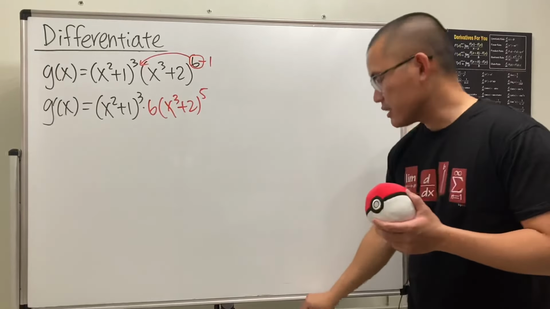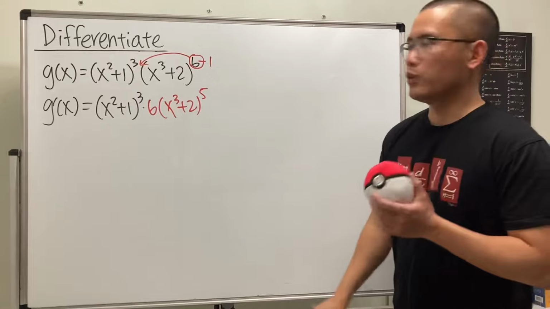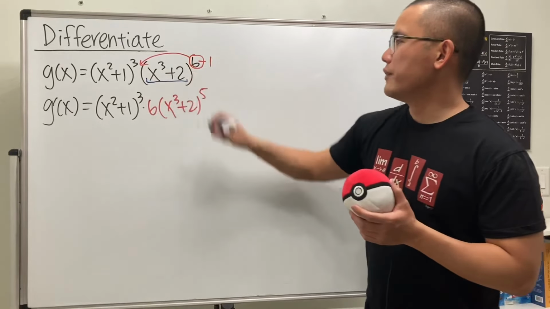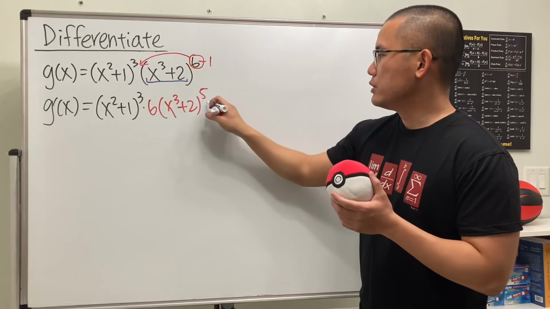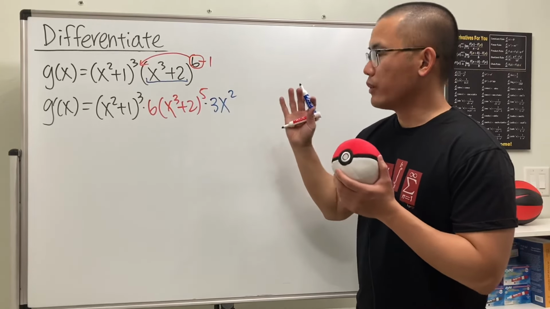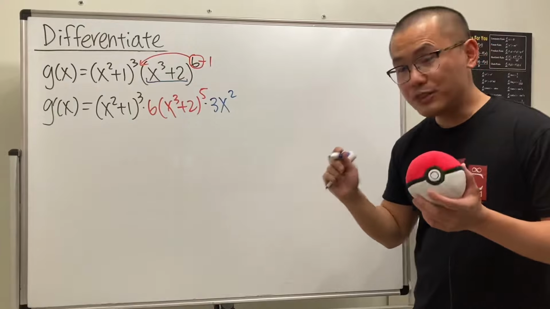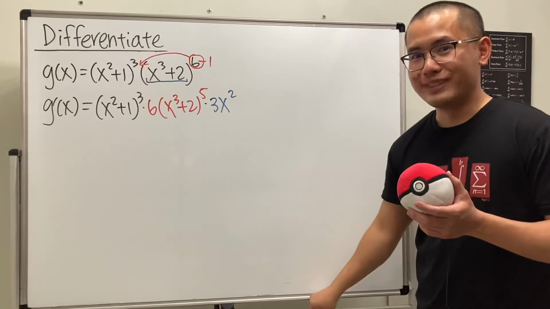But we're not done yet. Here we have to use the chain rule. Multiply by the derivative of the inside. Derivative of x to the third power plus 2 is just 3x squared. So now we are done for that part. But that's just the first part of the product rule.